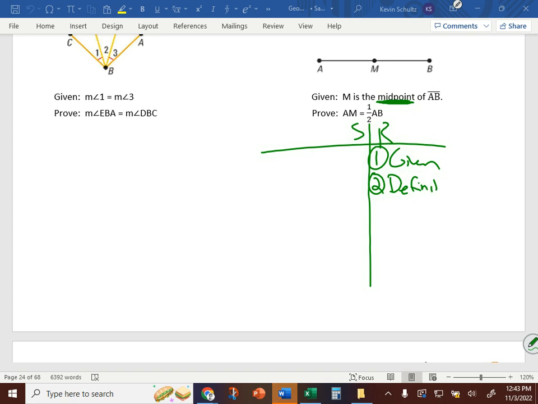We want to know what is the definition of a midpoint. Whatever your second statement is, your reason is going to be the definition of a midpoint. What does the midpoint mean? Based on that, what does it tell us about the segment up here? That's all I'm going to say. You've got to take it from there. But I'm giving you your second reason: definition of a midpoint.